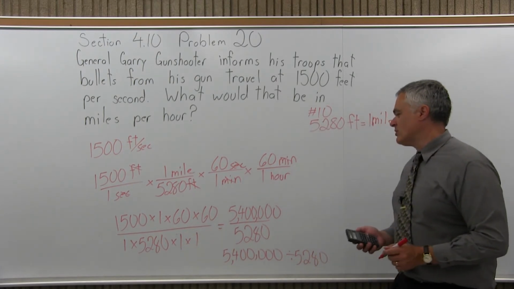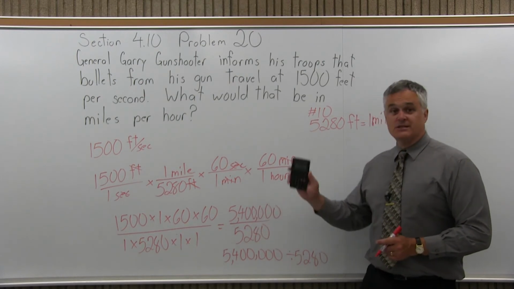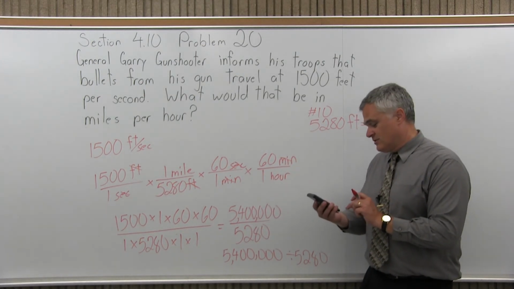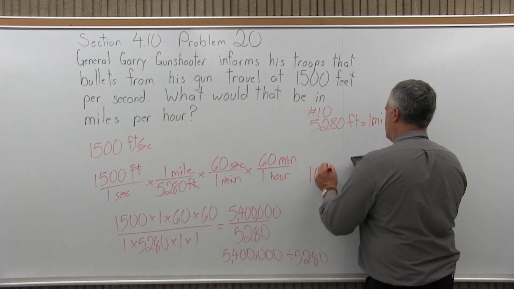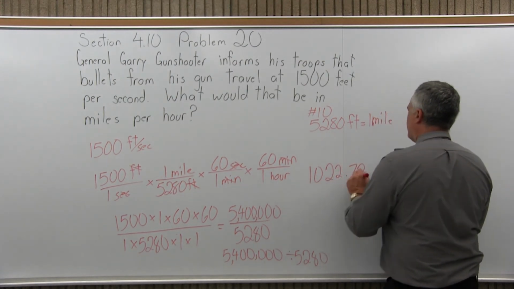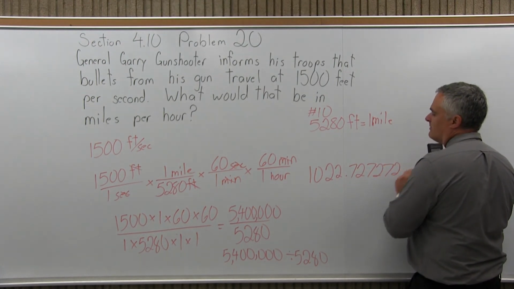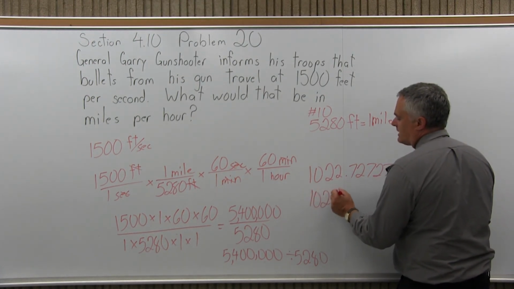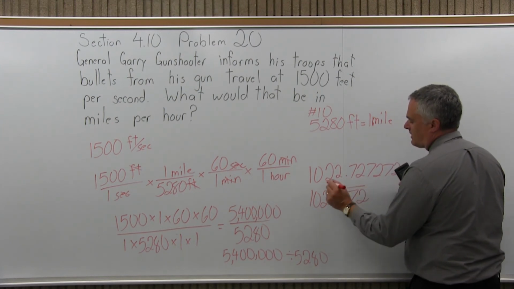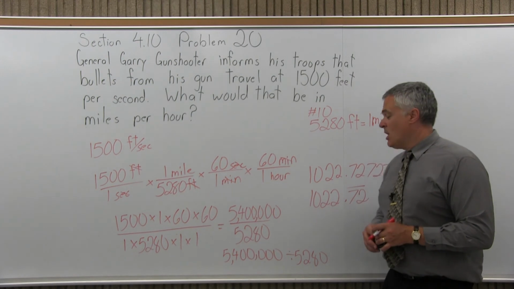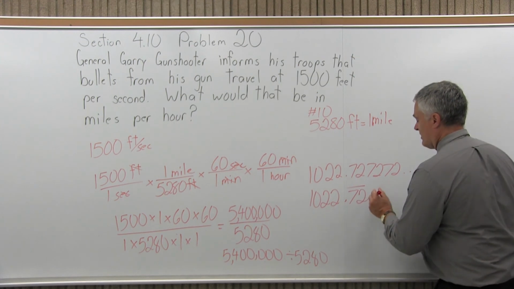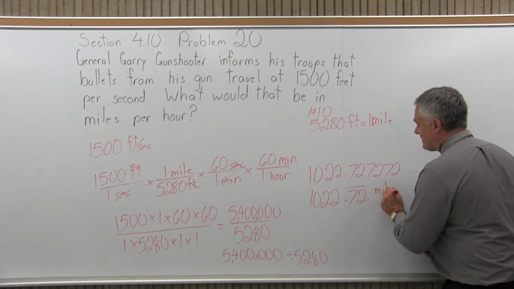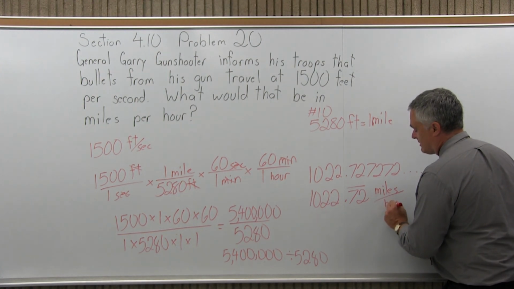Again, not something I want to do without a calculator. The 5,400,000 is still on the screen, so I'll just divide by 5,280 and enter. The calculator tells me it's 1022.72727272 to the end of the screen. Typically the notation you want for that is to put just the part that repeats and put a bar over it, which indicates that it repeats forever. But bottom line, what are my units of measure? They're miles per hour. That's over 1,000 miles an hour. That's fast.